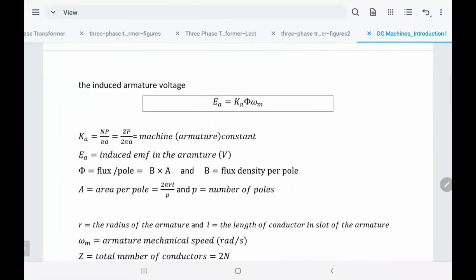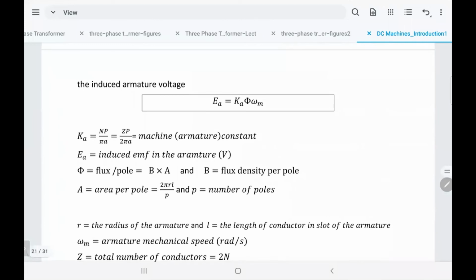Now we'll go for the important part. There are 2 things: the induced EMF in the DC machine and the torque produced.